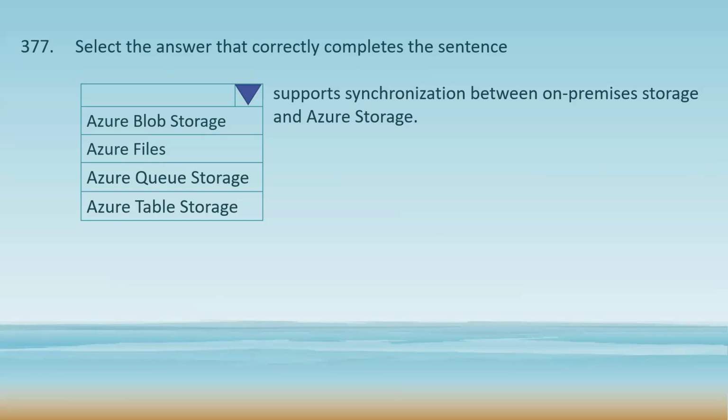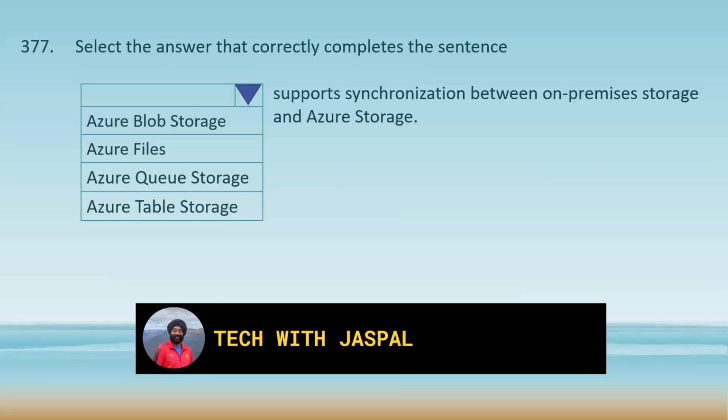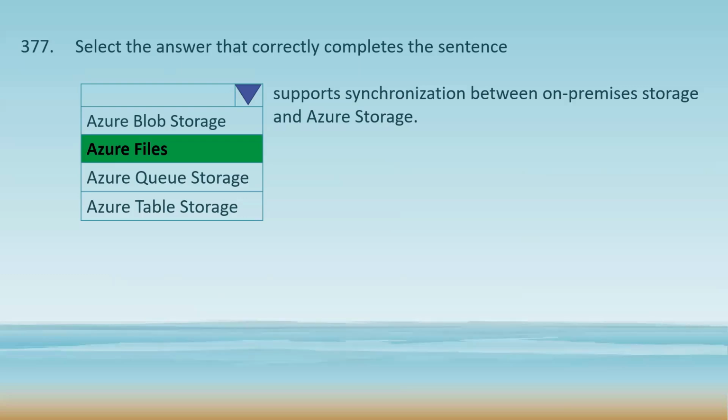Which of the following supports synchronization between on-premise storage and Azure storage? And your options are Azure Blob Storage, Azure Files, Azure Queue Storage, Azure Table Storage. And friends, the correct answer here is Azure Files. It utilizes Azure File Sync to perform synchronization of files between an on-premise file server and an Azure file share, providing a seamless hybrid cloud storage solution.